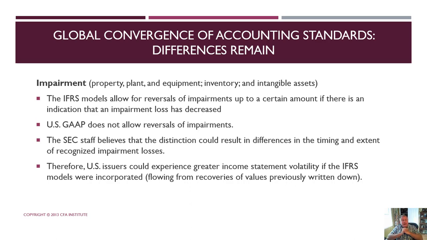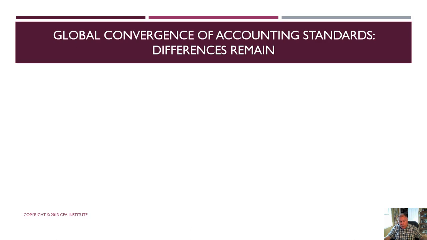And this SEC staff, and this is where you come back, it's not GAAP, but they believe that a distinction could result in differences in the timing and extent of when you recognize them. U.S. issuers could experience greater volatility if the IFRS model was incorporated, allowing recoveries of properties previously written down. So GAAP effectively keeps property, plant, and equipment at cost, where under IFRS you actually mark it up and down to market, so that you're going to have more volatility.